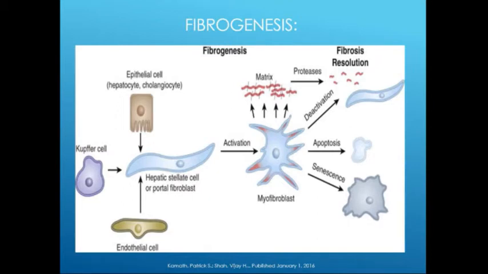So with fibrogenesis, what happens is there's an insult to the liver, the hepatocyte, and this causes activation of this hepatic stellate cell, and it turns into a myofibroblast. After it turns into a myofibroblast, it lays down a matrix of fibrosis, and with different proteases, it can either be inhibited or it can continue. And this can result in fibrosis resolution, or it can result in apoptosis, which is cell death, or a quiescent state in the liver. So what different investigators are doing is they're trying to find ways to work on this pathway here with deactivation to halt fibrosis of the liver.